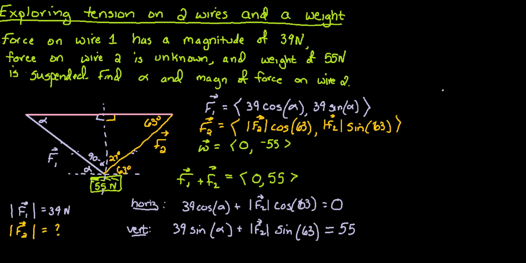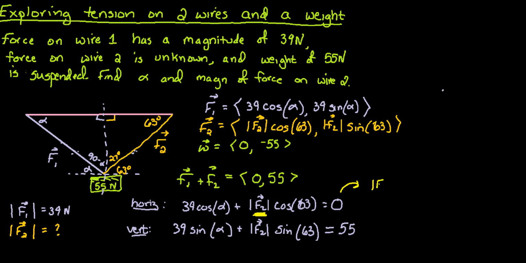So at this point, we have two equations in two unknown variables. So my recommendation would be to solve one of these equations for the magnitude of F2 and then substitute that in the other equation. So one way to do that, I'll take the top equation here, and if I'm going to solve for the magnitude of F2, I will move the 39 cosine alpha over to the other side.